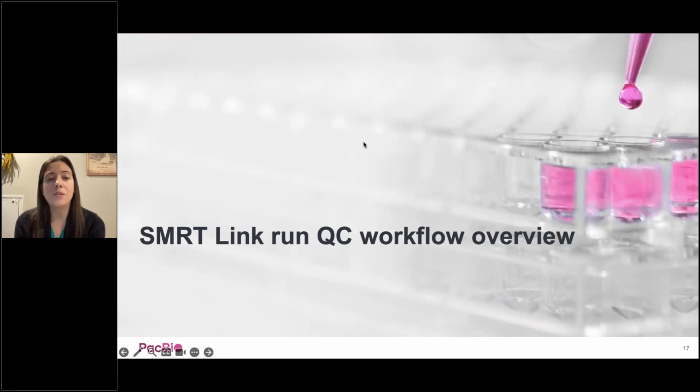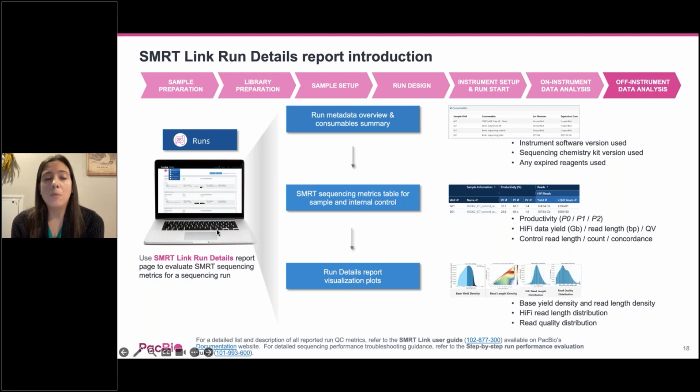All right, so now let's take a look at the SMRT Link Run QC module. When you go into your SMRT Link, you'll want to navigate to the Runs module, and here you'll be able to look at your run metadata overview and a summary of the consumables used for your particular sequencing run. You'll also be able to look at the sequencing metrics table for both your sample and the internal spike-in control metrics. So things like productivity, like we just talked about, and your HiFi data yield, and so on. And then also you'll be able to look at your run detail report visualization plots.